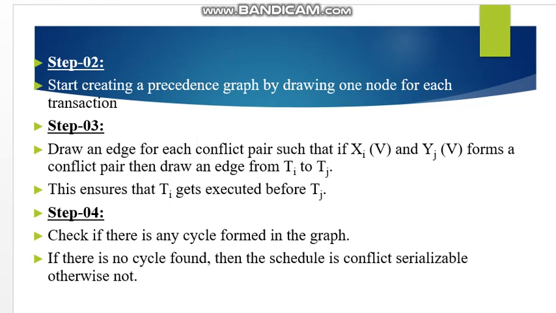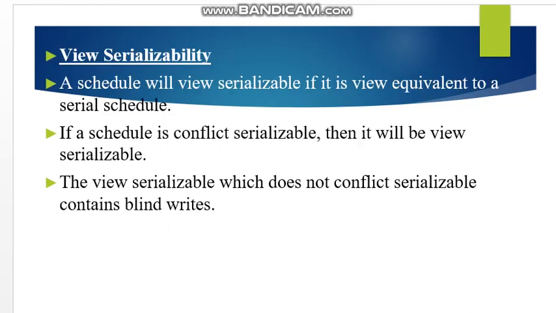Read and write operations are conflicting operations. Step number 4: check if there is any cycle in the graph. If there is no cycle found, then the schedule which we want to find is conflict serializable. Otherwise it is not. For example, if it is producing the graph and the graph contains a cycle, at that time we say that it is not conflict serializable. If there is no cycle present, we say that it is conflict serializable. So this is the way we need to find the conflict serializability.